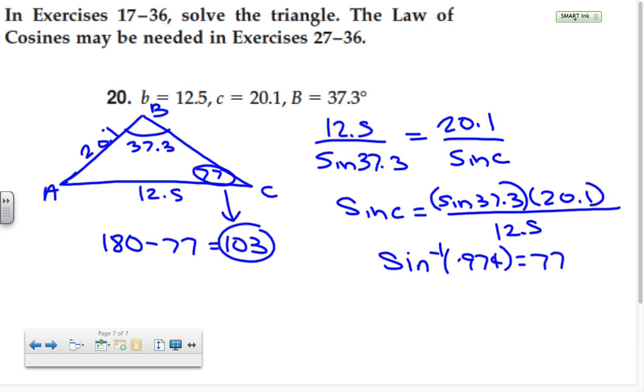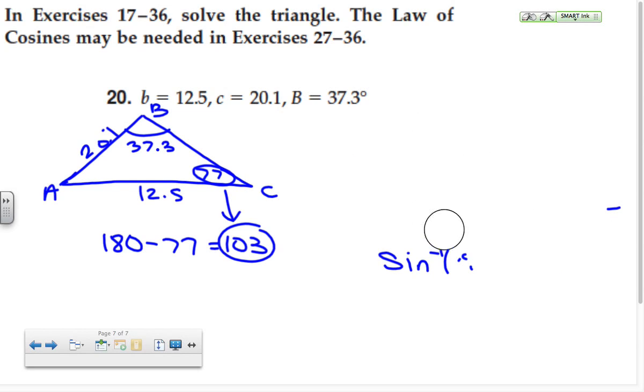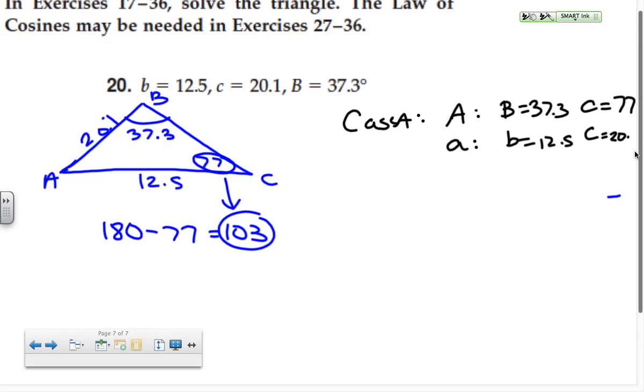I need to erase this side so that I can write this out kind of nice. We're going to say case A. This is how they're labeled. So I have A and little a. Don't have those pieces yet. B is 37.3. Little b is 12.5. C, now I'm going to use one of my C's. I'm going to use 77. And little c is 20.1. In this case, we're going to have to find big A and little a.